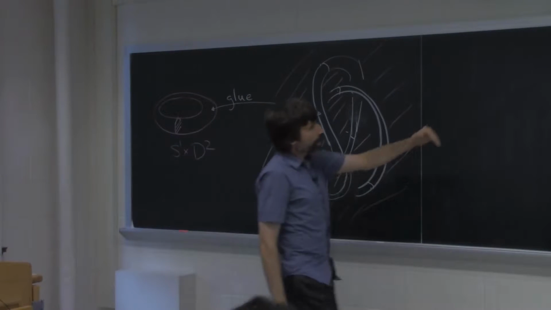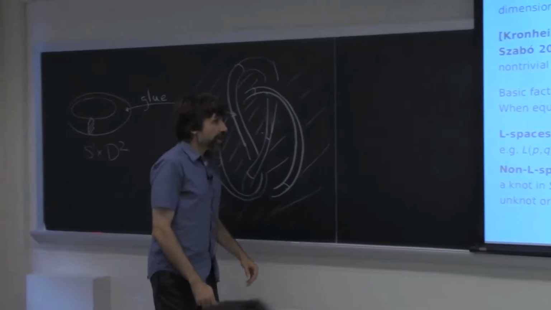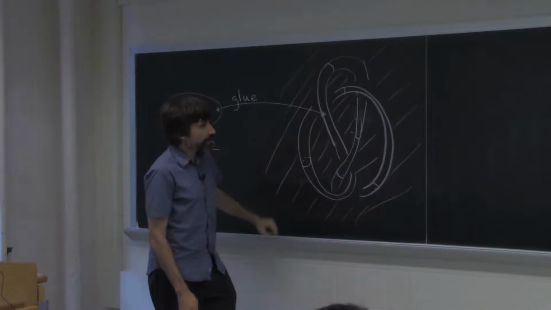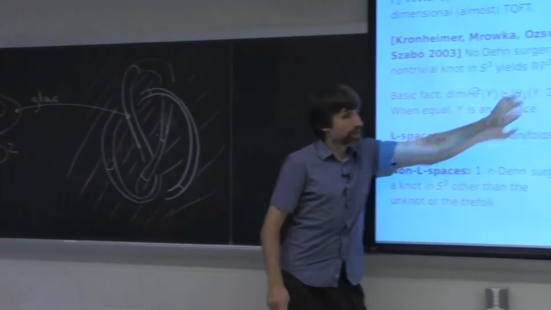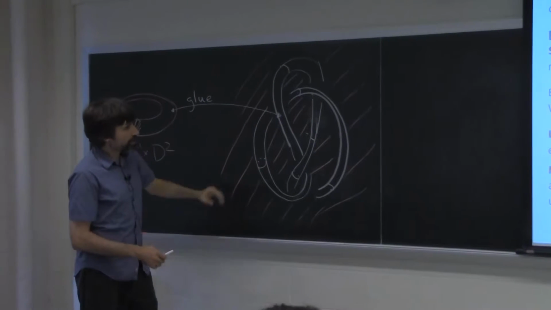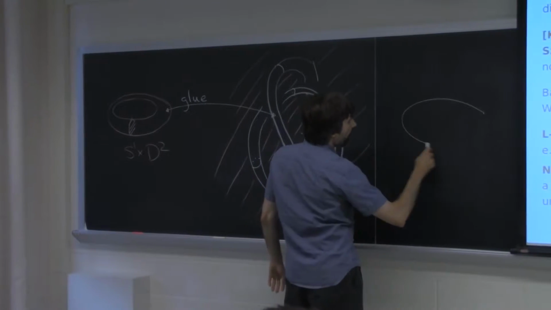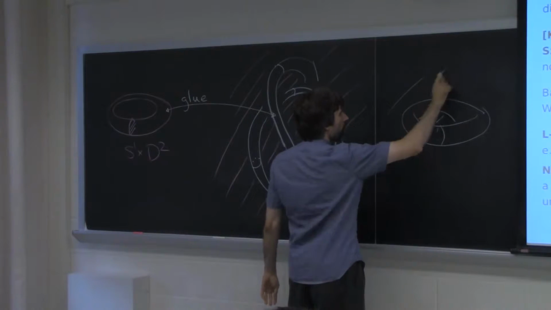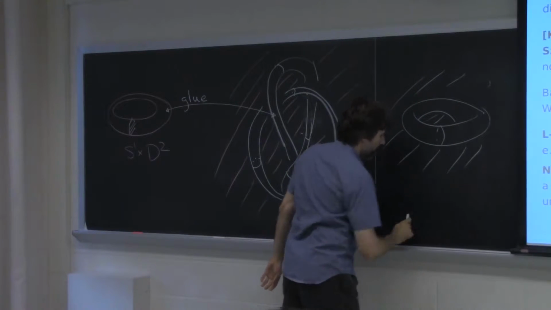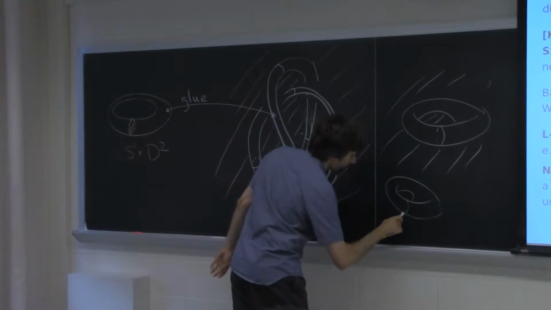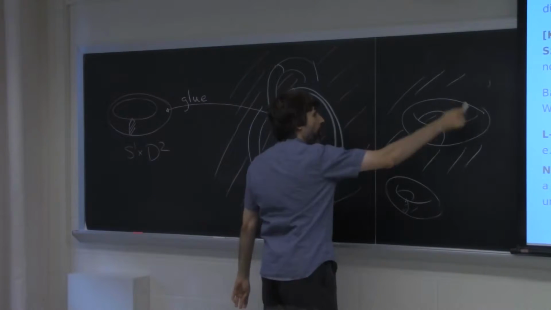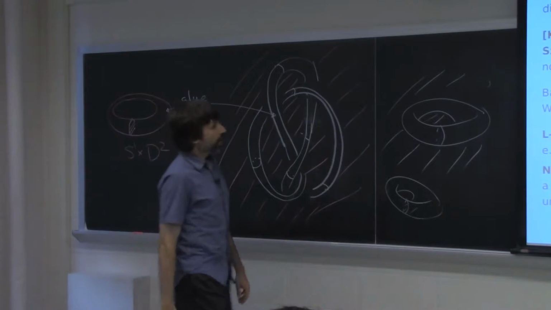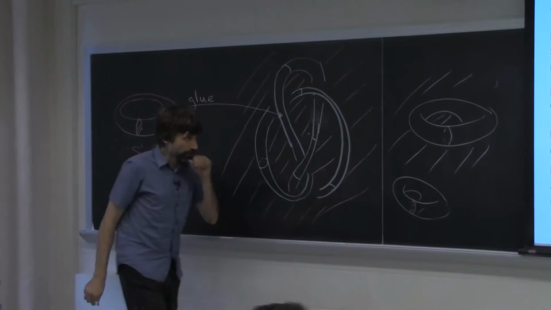And so the theorem they proved is that if you take a non-trivial knot, such as this one, then no matter how you do Dehn surgery on it, you never get RP3. So the unique way to get RP3 by Dehn surgery on a knot is to take the unknot. We took the unknot and then glue in this solid torus. So this thing winds twice around that. That gives you RP3, sorry. And that's the only way to do it.